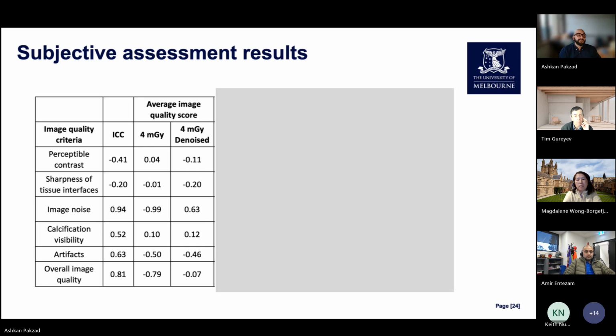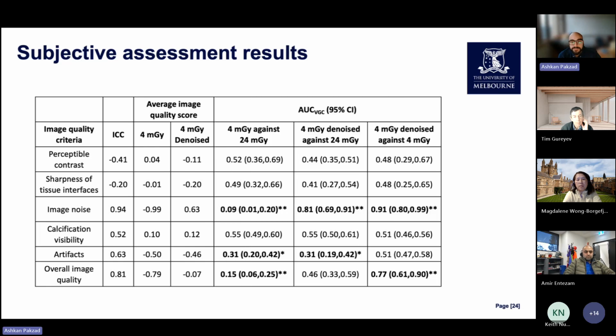And if we look at how these images compare, looking at the score of the AUC for the visual grading curve, where a 0.5 indicates that these images were rated as equivalent. And if it was greater than 0.5, the test image was considered better. And if it was less than 0.5, the reference image was considered better. And the statistically significant results are in bold.